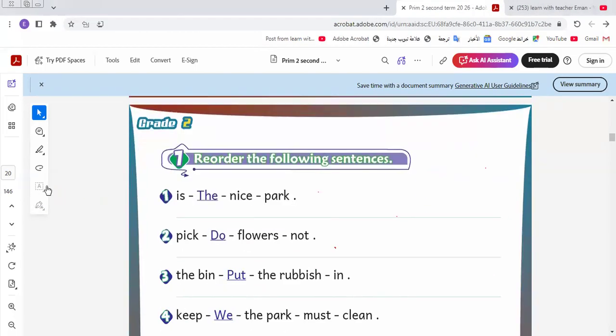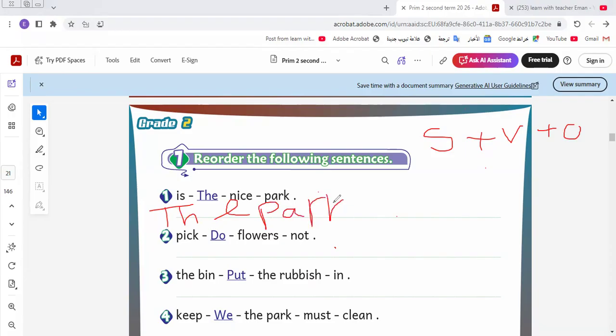I will do this again. Here is subject plus verb plus object. You must know this rule. I will answer two of them, and I will leave the rest for you to do by yourself. To be: here, the park. This is the subject. Where is the verb? Is. What is nice? So I apply this rule on this sentence.